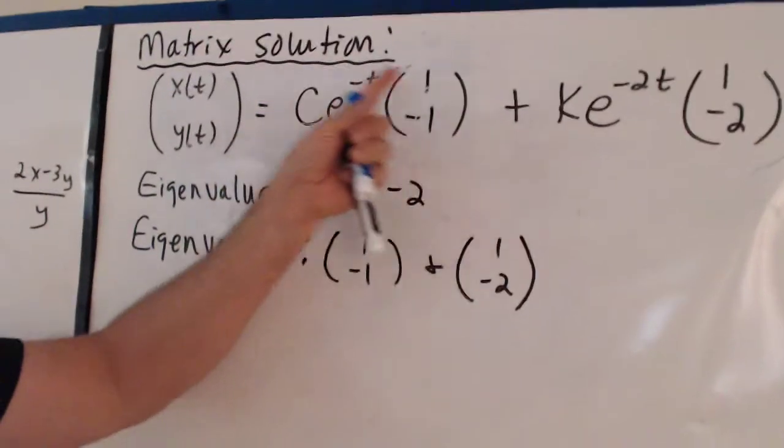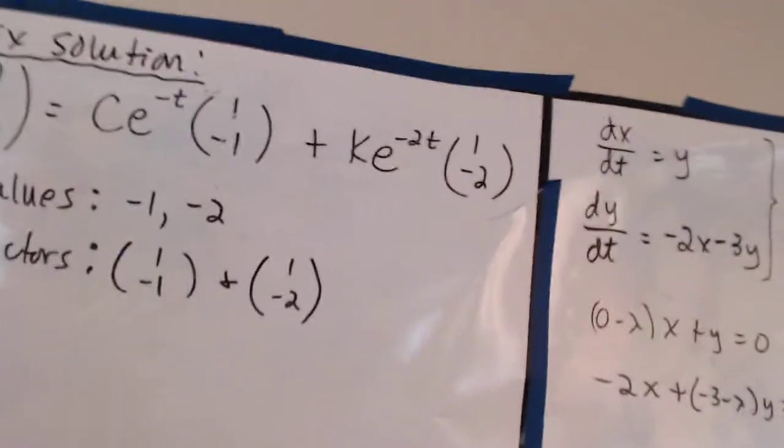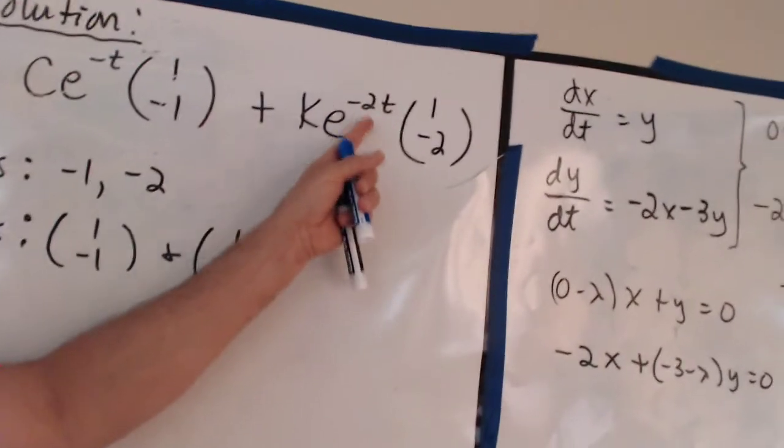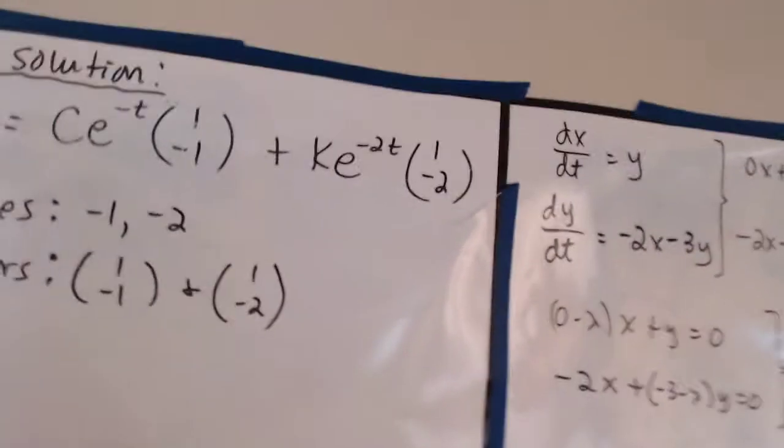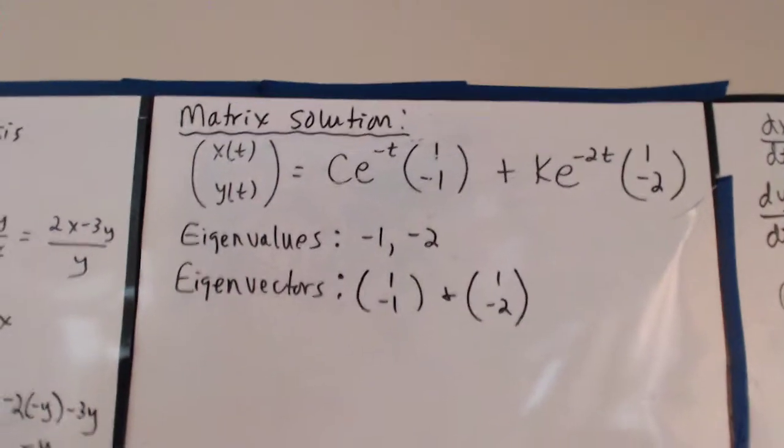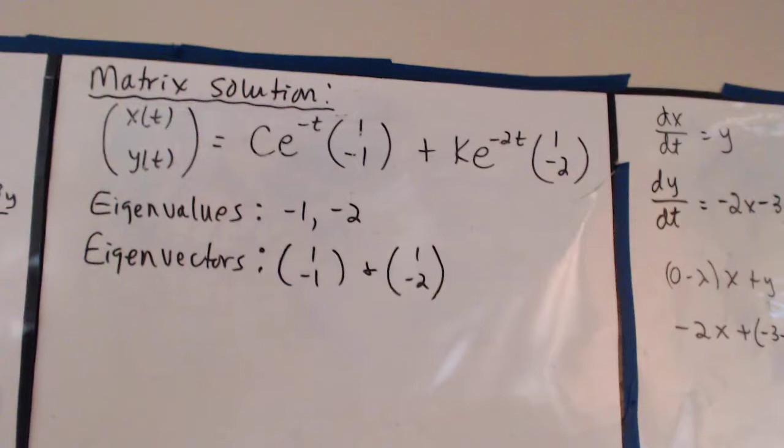So it would be negative c e to the negative t. Where'd you get the negative 1? Hold on. And then y equals k e to the negative 2t times negative 2. Where'd you get the negative 2? Hold on. And so here's a way that we can express that same solution in matrix form.